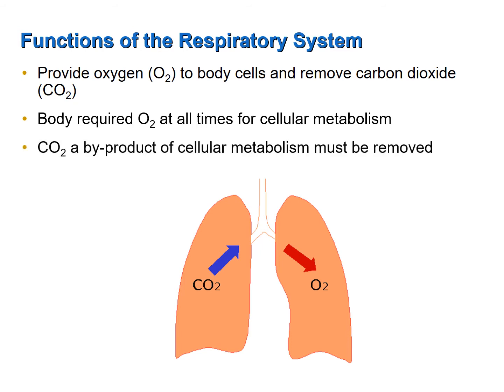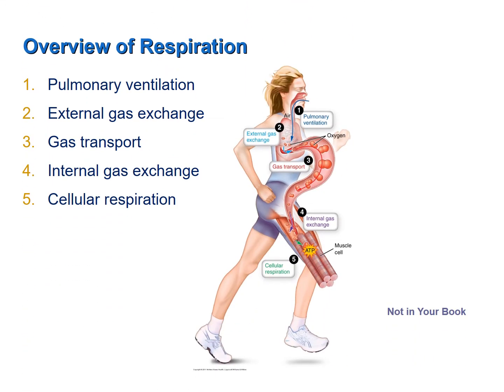Carbon dioxide, of course, is a byproduct of cellular metabolism and must be removed. So your body cells need a constant supply of oxygen, and carbon dioxide needs to be constantly removed, and that is one of the functions of the respiratory system. Respiration is the process of providing body cells with oxygen so that they may make ATP by aerobic respiration, and then removing carbon dioxide from those body cells.